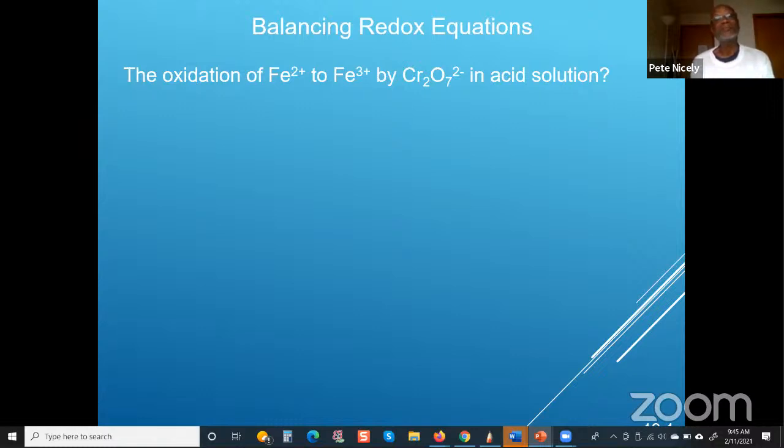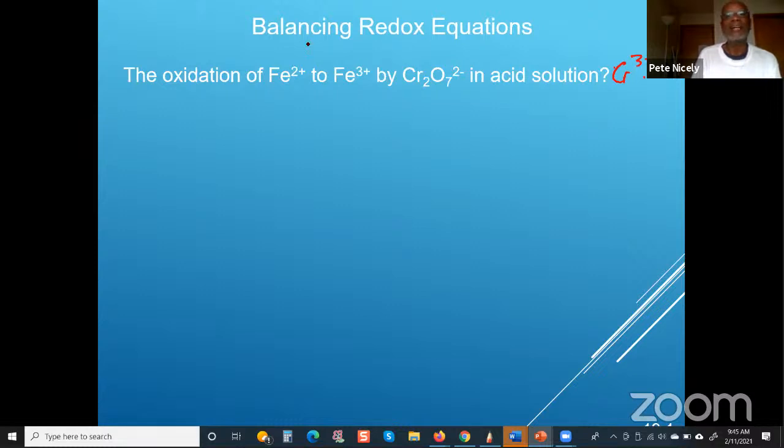So here's an example: the oxidation of Fe2+ to Fe3+ by the dichromate ion. Now, let me just say that this question, to be perfectly frank, does not give you enough information because you need to know what all the products of the reaction are. So I'm going to put one of the products here. That product would be Cr3+. That's one of the products, right?